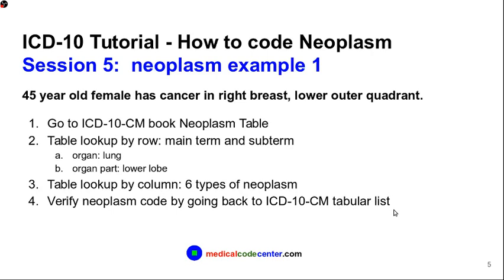Let's go through the first example. A 45-year-old female has cancer in the right breast, lower outer quadrant. You can pause the video here, bring your book out and follow the 4 steps to see if you can find the code.